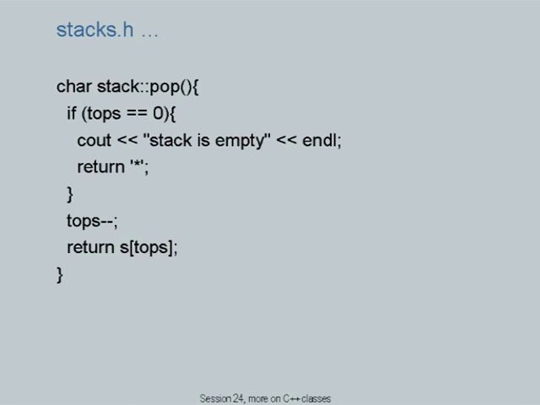So I reduce that and return tops. When I return the character, when I popped it off, the current value of tops becomes the next available position, because that position has been logically made empty because that character has been popped out. Obviously, if I have no character to pop, if the pointer points to 0, then I announce stack is empty.